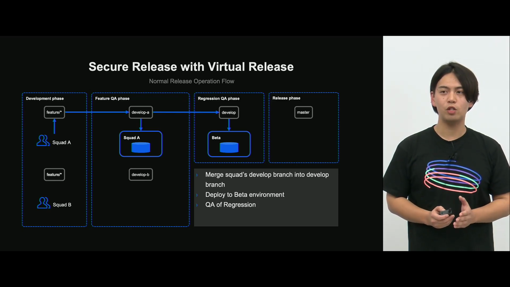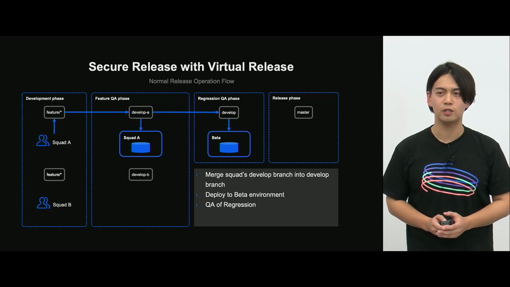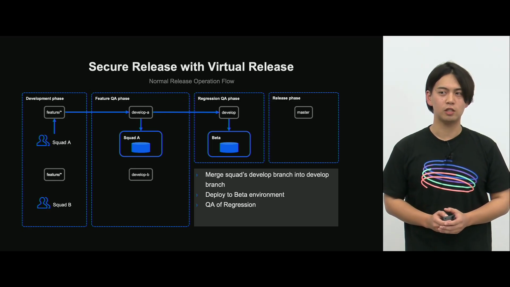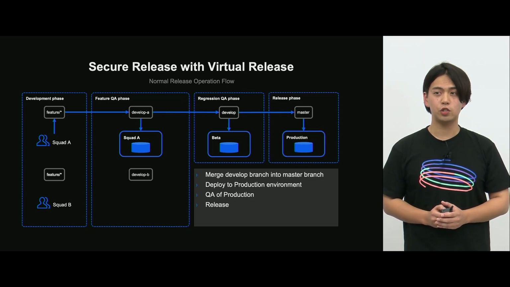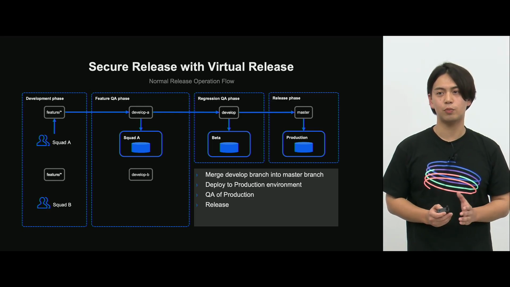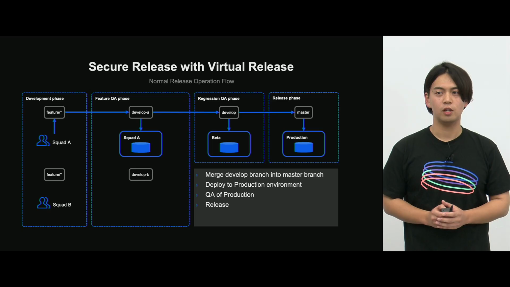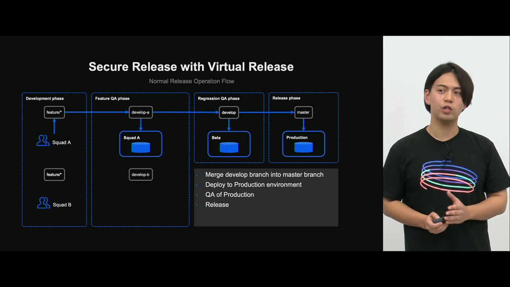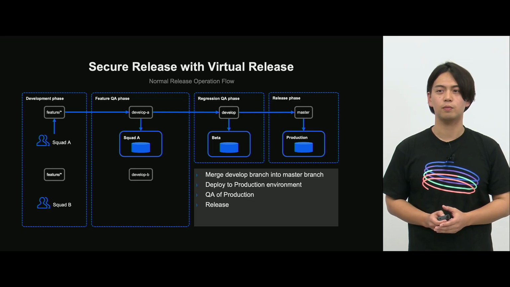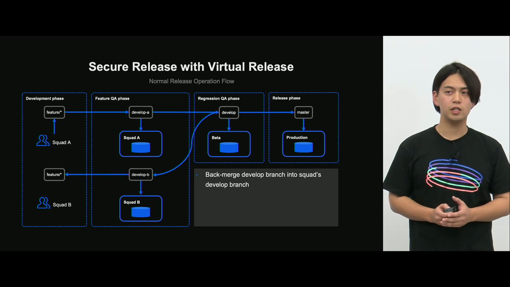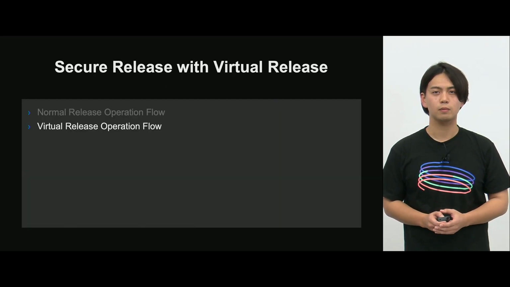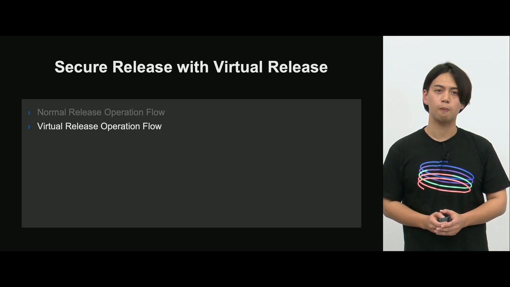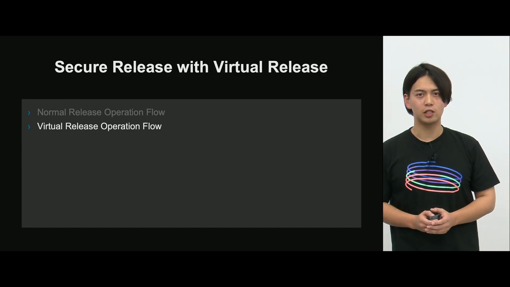After that, the squad develop branch is merged into the main develop branch and deployed to the staging environment, and a regression test is then conducted to check the final state before it goes to the production environment. If there's no issue in the regression test, it is put into the production environment, and if there are no issues there, this sprint is completed. Then the release is done once, and with the back merge to the other squad development branches, the conflicts are corrected at that time. This was the development flow in the normal case.